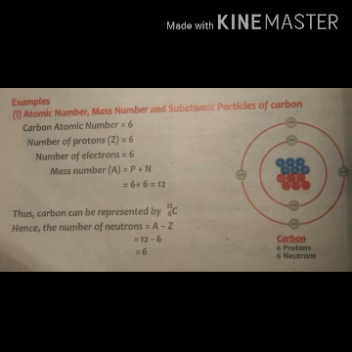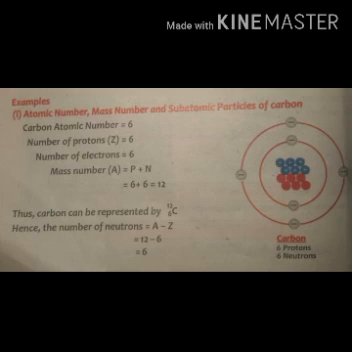Dear students, now here we have examples. Let's know about the atomic number, mass number and subatomic particles of carbon. Carbon's atomic number is 6. Its number of protons, having symbol Z, equals 6. Number of electrons is equal to 6.